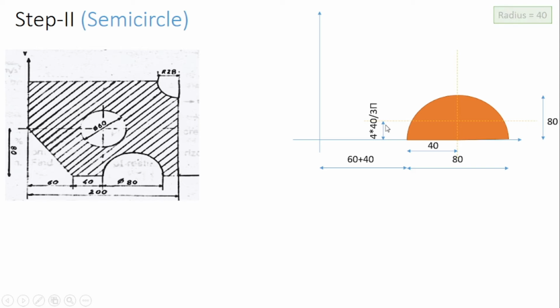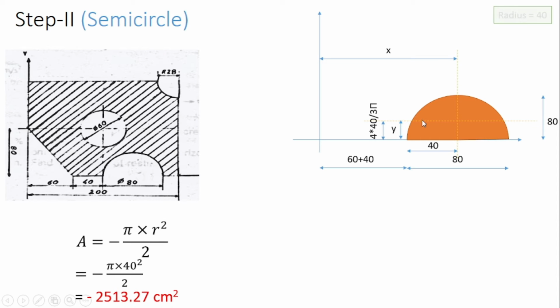Now we'll identify x bar and y bar. What is x bar? X bar is a horizontal separation between the centroidal axis and the reference axis. So this is the value of x bar, and y bar will be vertical separation between centroidal axis and the reference axis. Now the area of this semicircle is half of the area of circle. So it is pi r square by 2. Negative sign indicates that it will be subtracted from the total area.